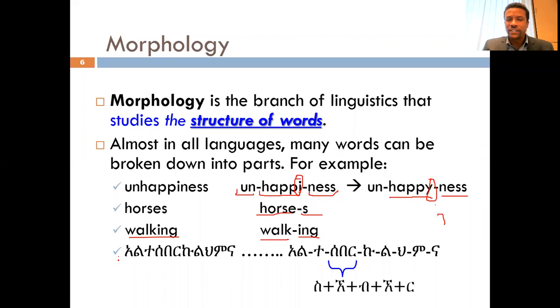And as you can see, if you have such kind of a very complex Amharic word, it has a morpheme al, it has a morpheme ta, it has a morpheme sabber, ku, le, he, me, na. So it's a collection of all these 8 morphemes. And each of them has a role to play. For instance, the word sabber has a dictionary meaning. It is the action of breaking. Then al and me together are negative marker. Ta is the causative marker.